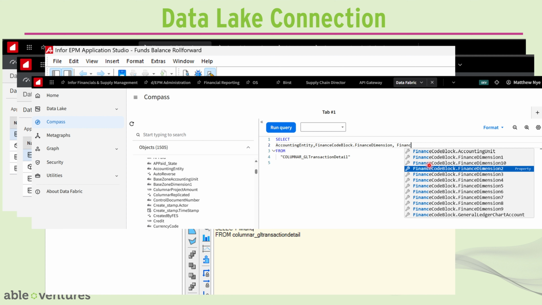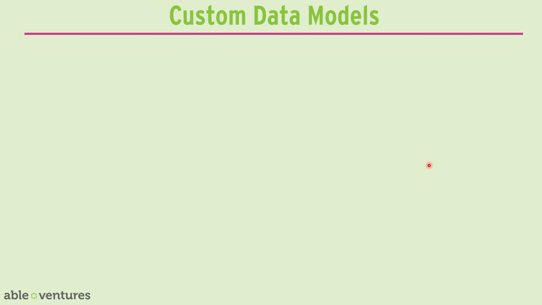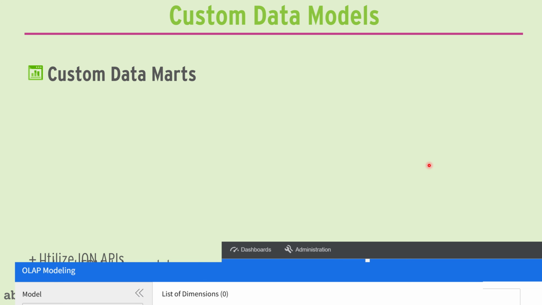All right, so custom data marts, we won't talk too much about that either, but it is there, it's available. We can utilize the Ion APIs. We can load these data models using Application Engine, which is probably the better way to do it if you're going to do this level of data modeling and customizations.